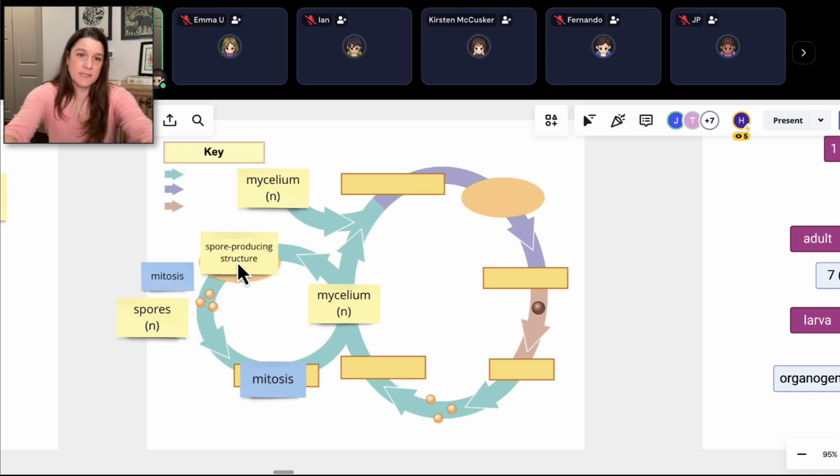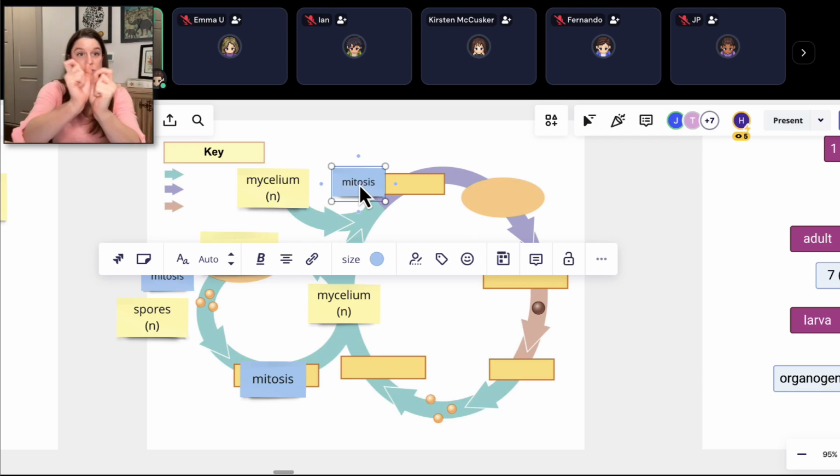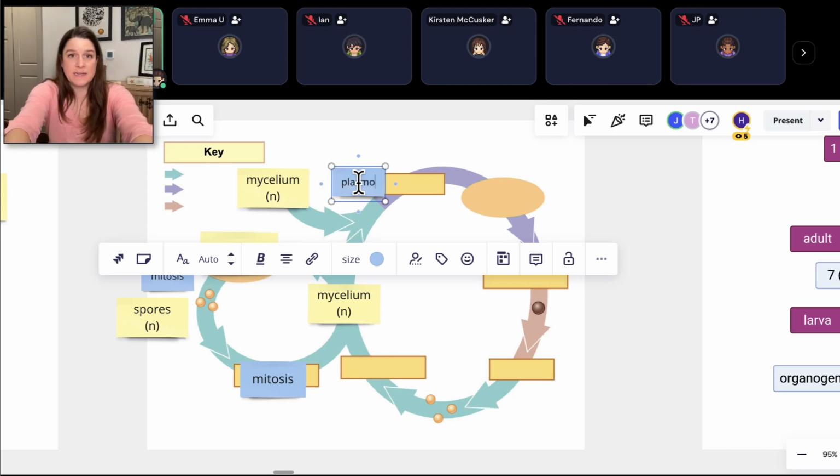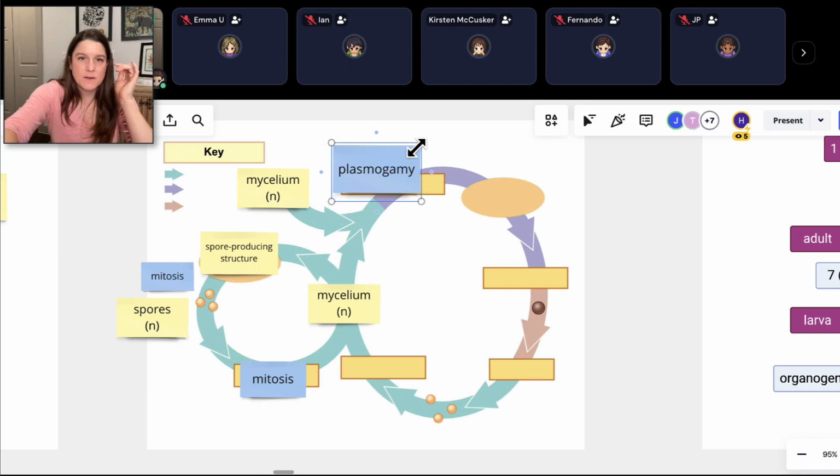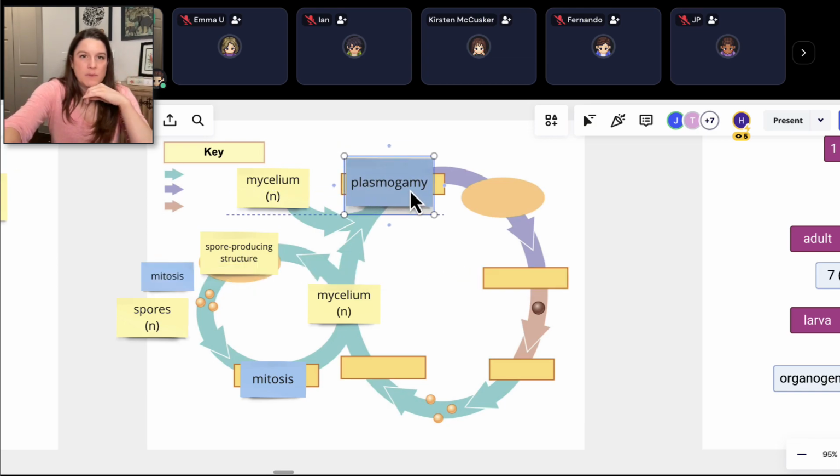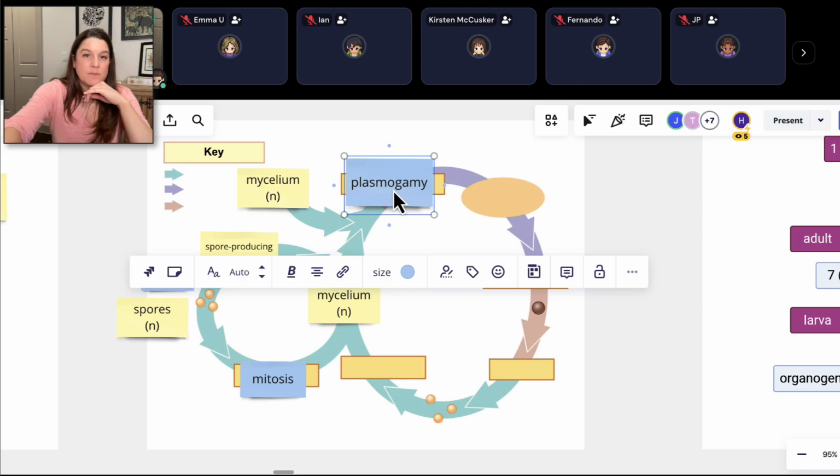So mycelium come together, and we do a process called fusion of the cells. So the gamy part, right? Or gamete, I guess it's really the gamete is the marriage. The plasmo is the cell. So first we marry the cells together, basically just fuse two cells. So that's where it's called plasmogamy. Cell marriage.